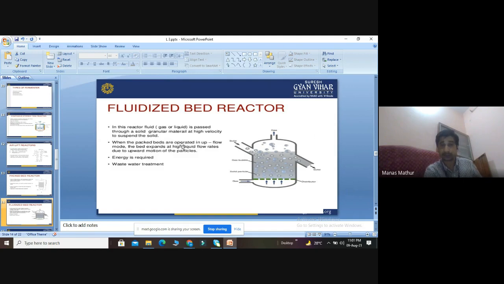When the packed beds are operated in upflow mode, the bed expands at high liquid flow rates, because particles move and there is expansion in the bed. So there is an increase in the flow rate of liquid, and energy is required. Some energy is required with the help of a certain pump, pressure or gas. Again they are used in wastewater treatment. The fourth type is the fluidized bed reactor.